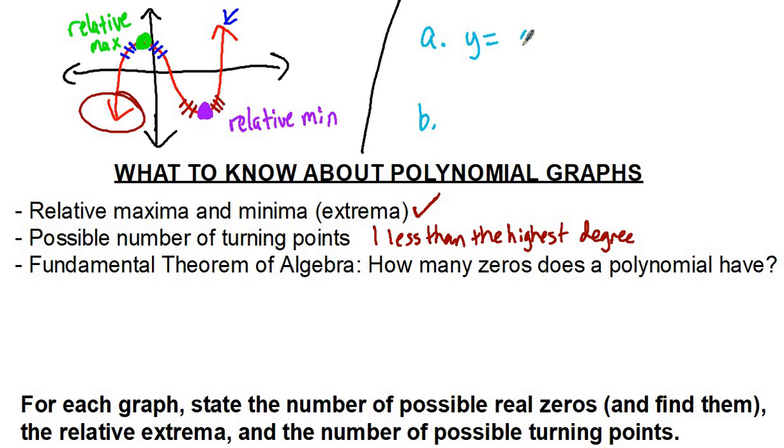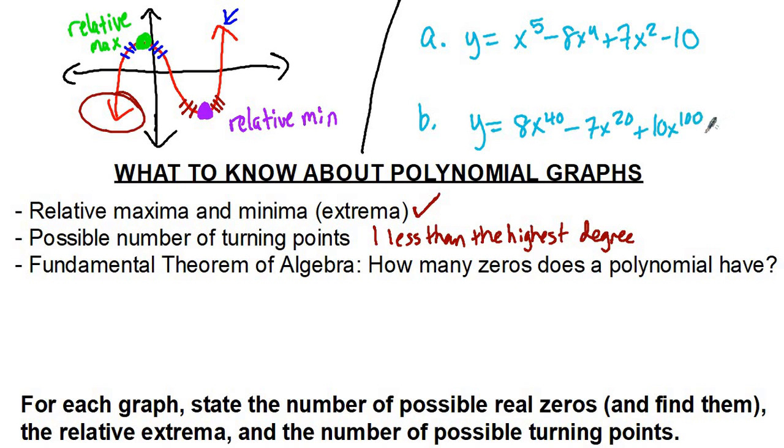So let's say our first function is this right here, plus 7x squared minus 10. And let's say our second function is, I'll kind of mix this up a little bit, 8x to the 40th minus 7x to the 20th plus 10x to the 100th minus 5. So kind of a crazy equation there. So here's what we mean by turning points. Basically, it means that if you were to graph this function right here, it could have, at most, one less than that number of turning points. So it could have at most 4 turning points.